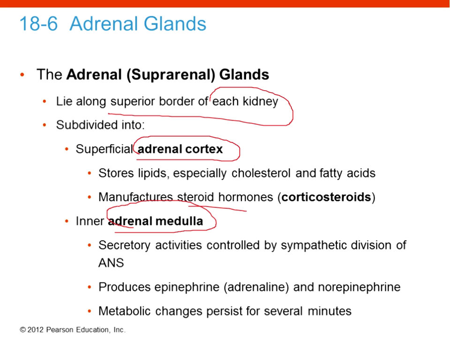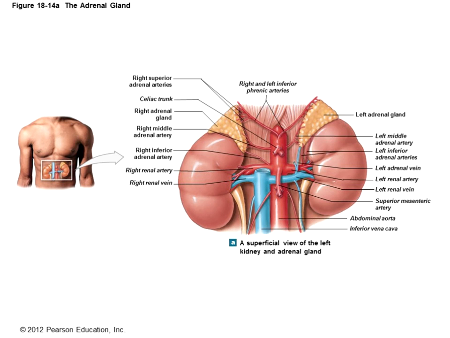The cortex is manufacturing primarily steroid hormones, whereas the adrenal medulla is regulated by the sympathetic division of the autonomic nervous system and produces our adrenaline hormones like epinephrine and norepinephrine that are then going to stimulate skeletal muscle and cardiac muscle and smooth muscle to give you that fight or flight type of response. That's what we call the adrenaline hormones. So that's what we're going to look at.